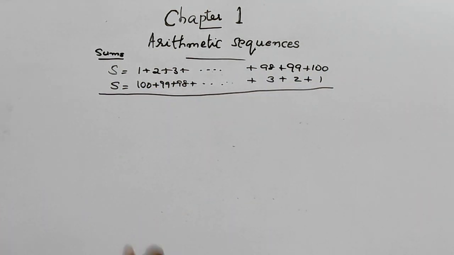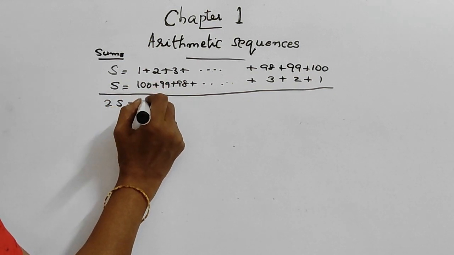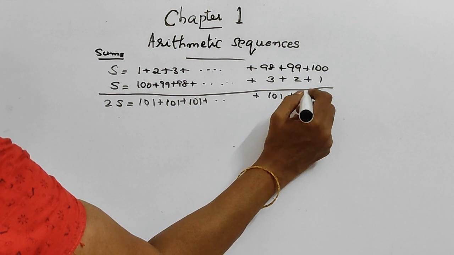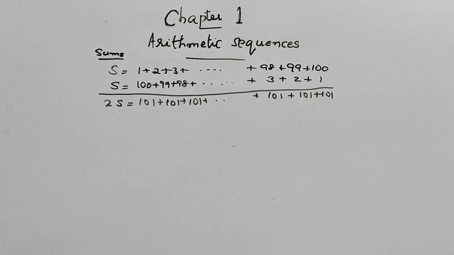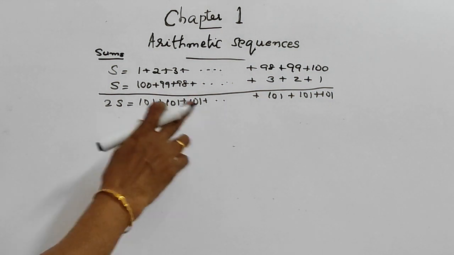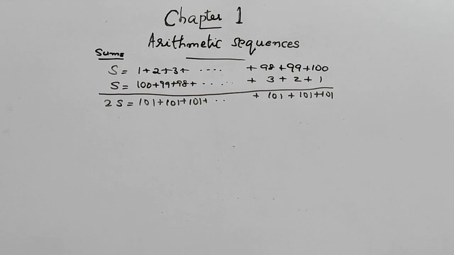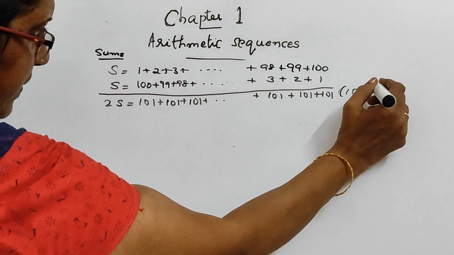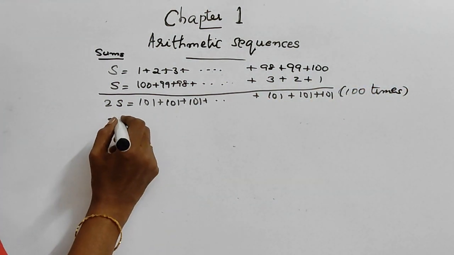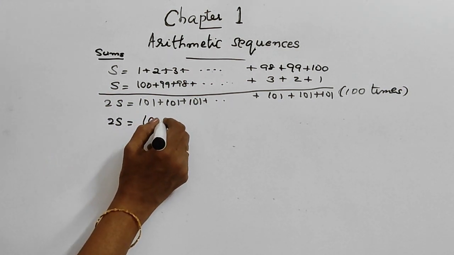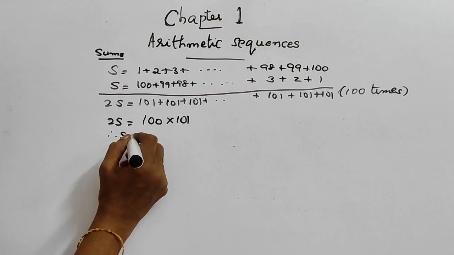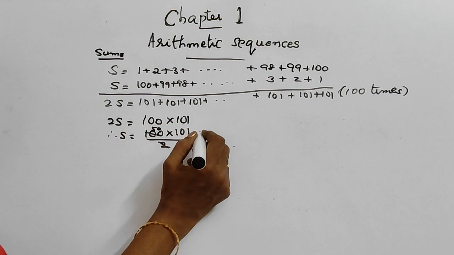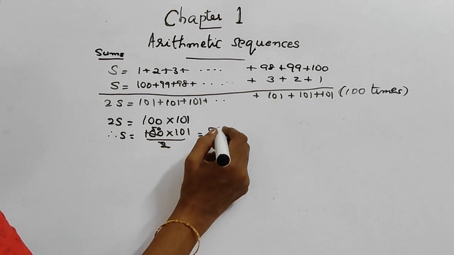Adding S plus S, 2S is equal to 101 plus 101 plus 101 plus dash dash. Here also 101 plus 101 plus 101. How many 101s are there? See, 100 times 101 is there. So we can write 2S is equal to 100 times 101. Therefore S is equal to 100 into 101 by 2. We can cancel 50. 50 into 101, answer is 5050.